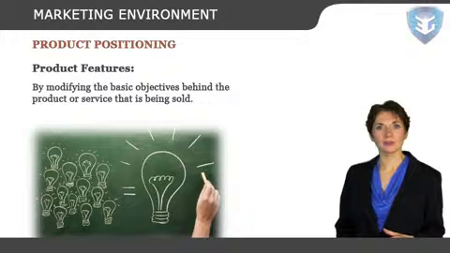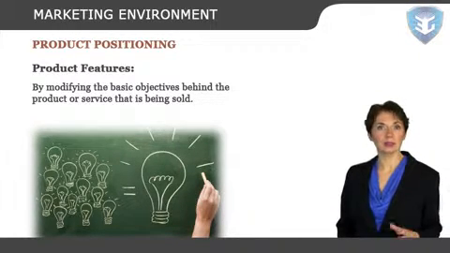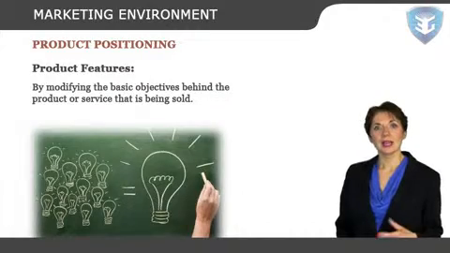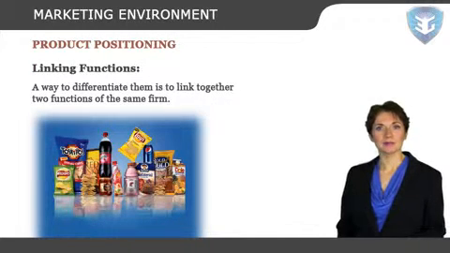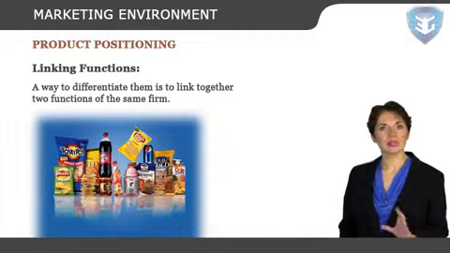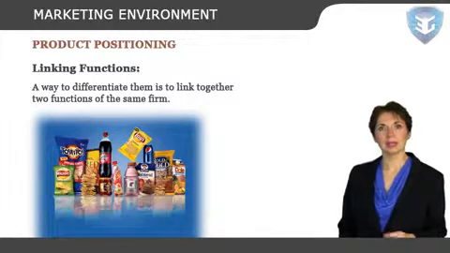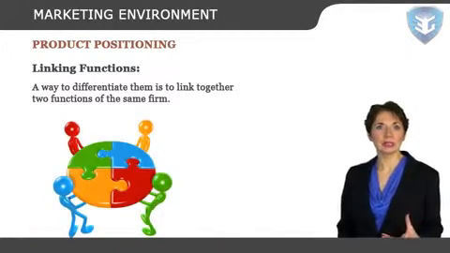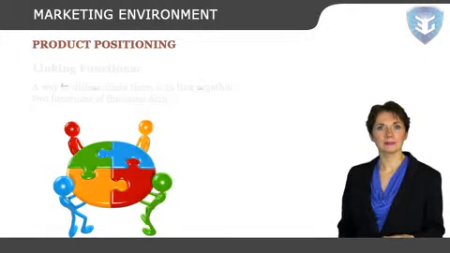Product features. By modifying the basic objectives behind the product or service that is being sold, the manufacturer can differentiate it from that of its competitors. Linking functions. A way to differentiate them is to link together two functions of the same firm. An example of this could be linking the sales function with the company's service function.